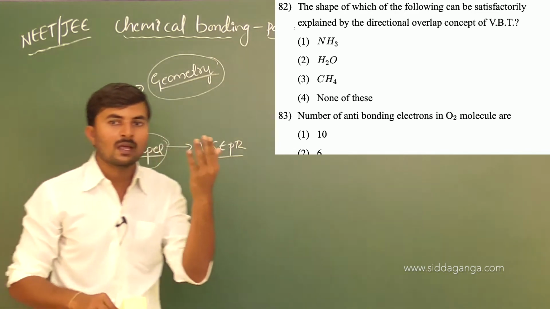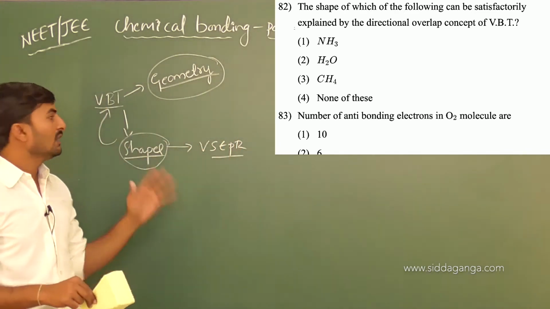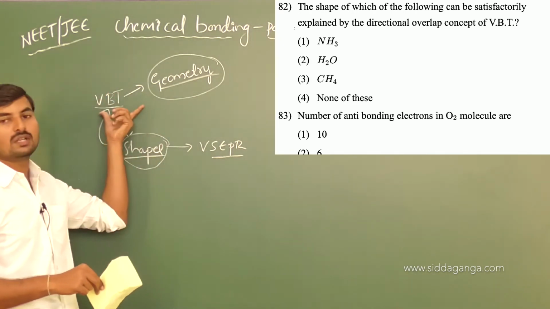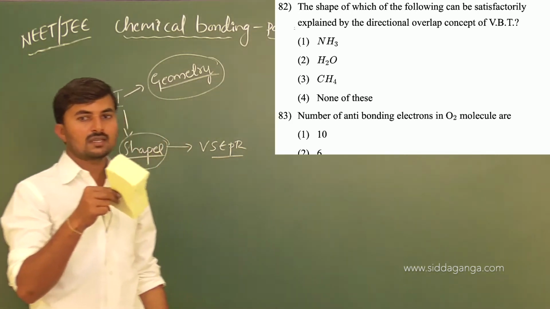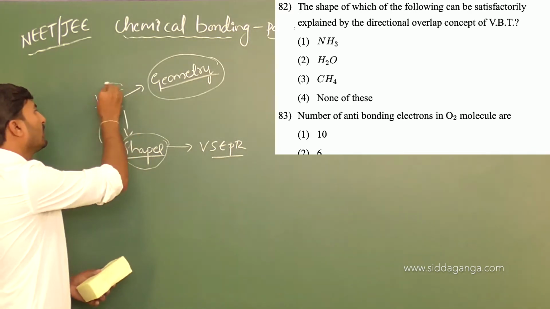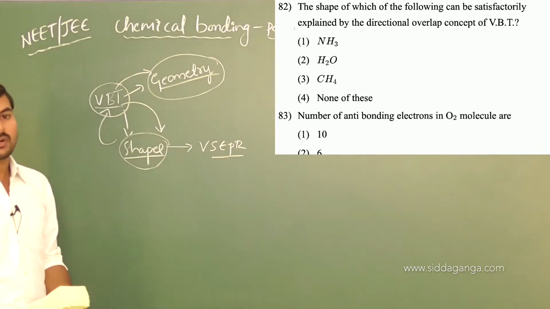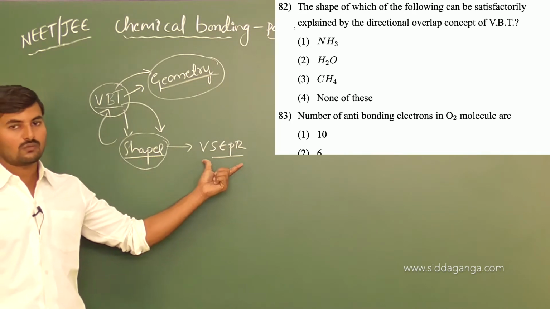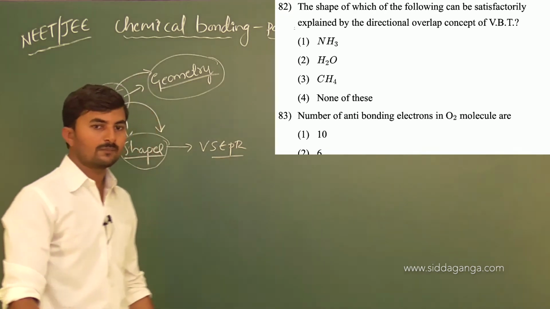So the question asks which shape can be satisfactorily explained, but no molecule's shape is explained by VBT. That is why the correct option will be none of these. None of the molecules are explained under VBT. VBT is responsible only for the geometry and not for the proper shape of the molecules, which is explained under VSEPR theory. So which is the correct option here? None of these. Option 4 will be the right one. Okay, next.